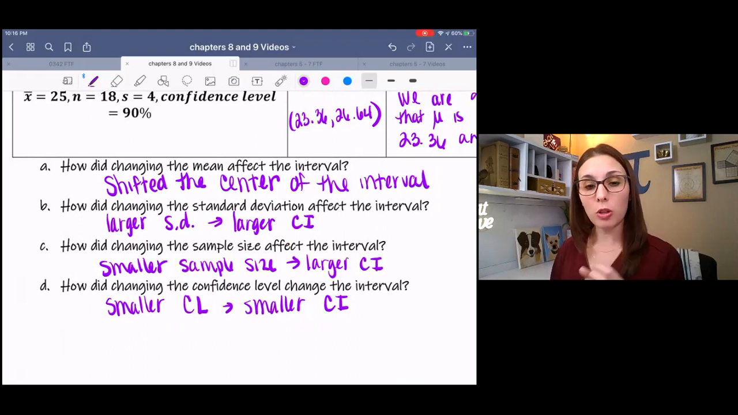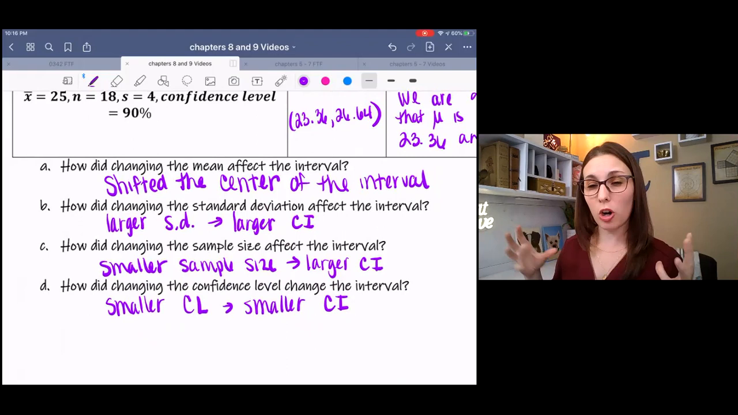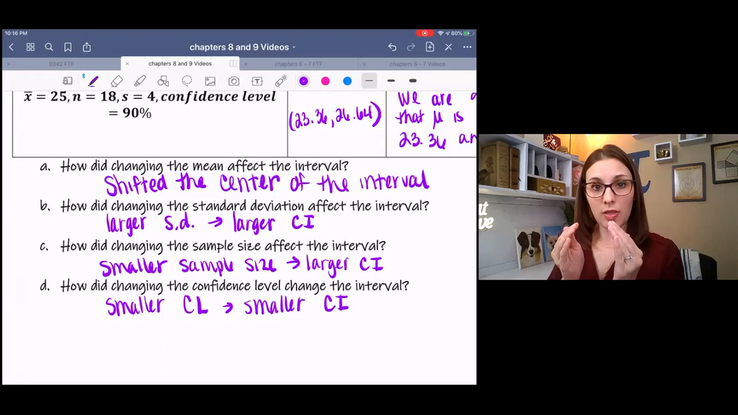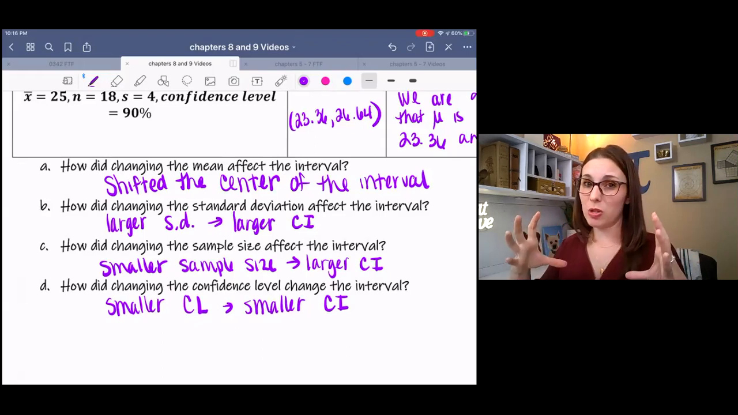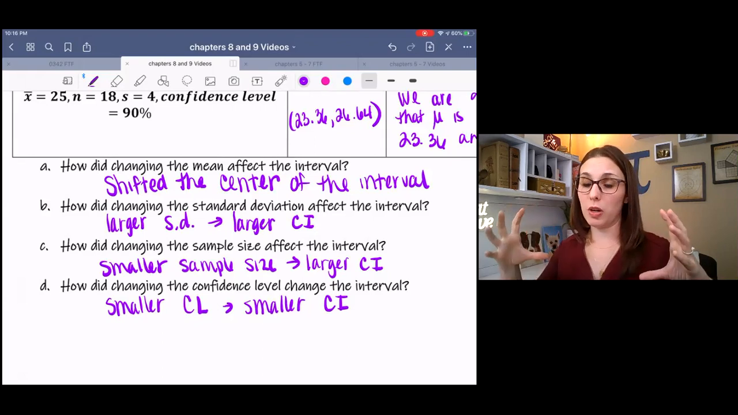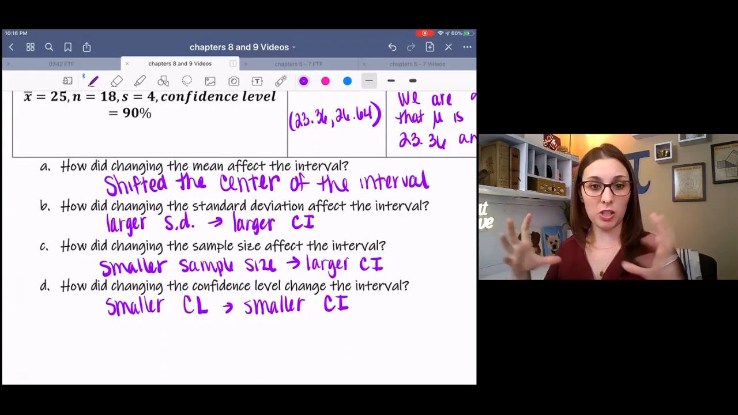How did changing the sample size affect the interval? When you have a smaller sample size, it actually spreads out your interval. Because remember, with a larger sample, we know more about the population. And so we're going to shrink that interval because we're going to be more confident about what the mean is. So when we have a smaller sample, it's like, we don't know as much about the population mean. We're going to spread out this interval and have a bigger range.